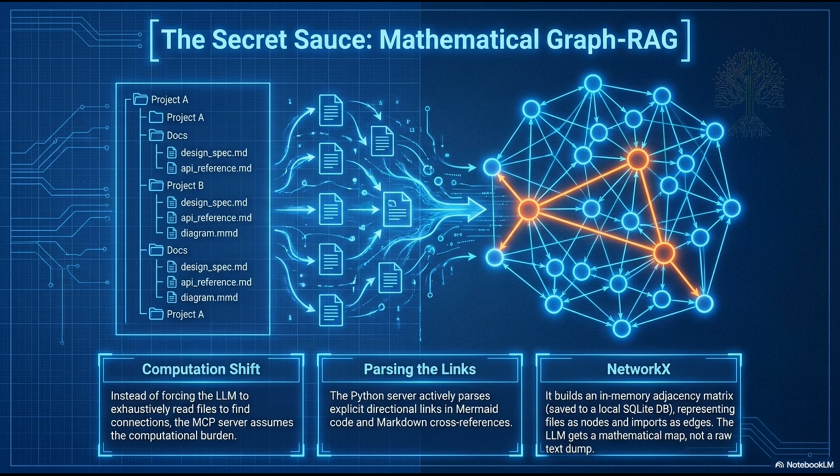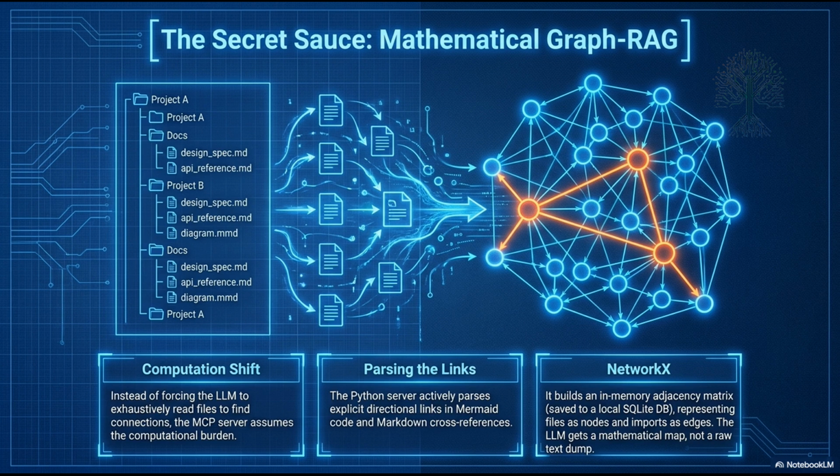What exactly is it parsing? It analyzes cross-references in the markdown files and the explicit directional links in the Mermaid code, and takes all that relational data and feeds it into NetworkX. And NetworkX builds a mathematical graph in memory, like a giant network of nodes and edges showing exactly how every file relates to the others. You got it. And then it saves that graph to a local SQLite database so it can be queried instantly.